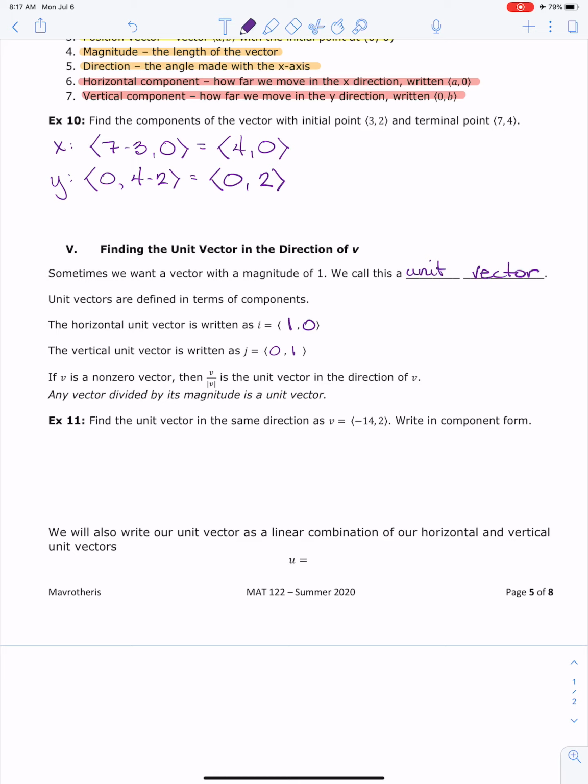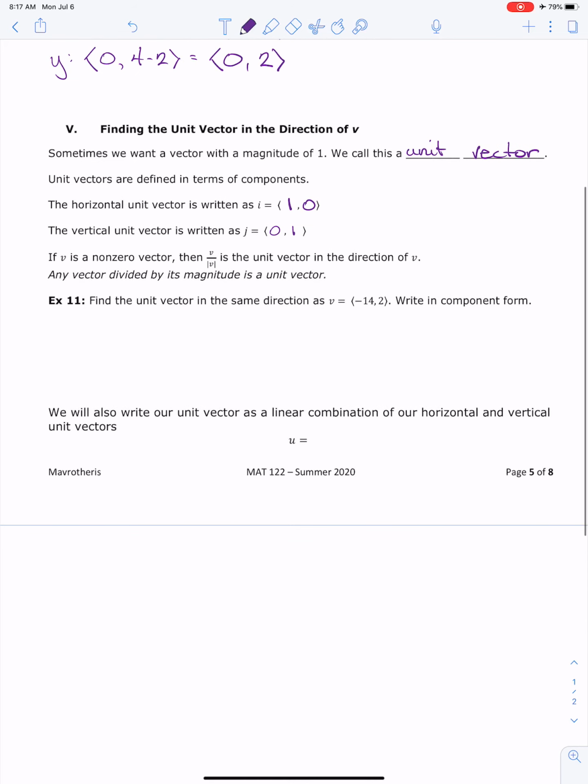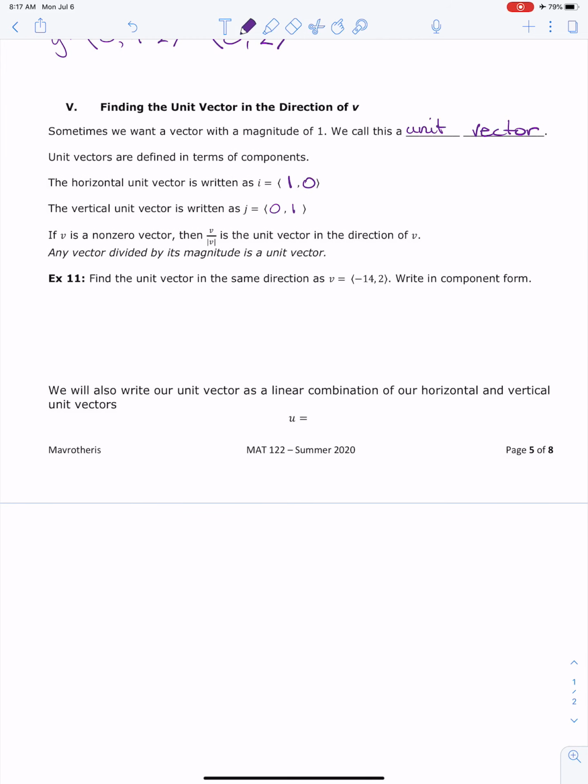Okay, now we're going to combine all this together. If v is any non-zero vector, then the unit vector is the component parts divided by the length of v, so divided by the magnitude. So any vector divided by its magnitude is a unit vector. So let's take a look at what this looks like. Here's my vector v, negative 14, 2. I need to start by finding the magnitude of that. So again, we like that position vector. We can just square the component parts. I don't have to subtract anything, potentially make a mistake there.